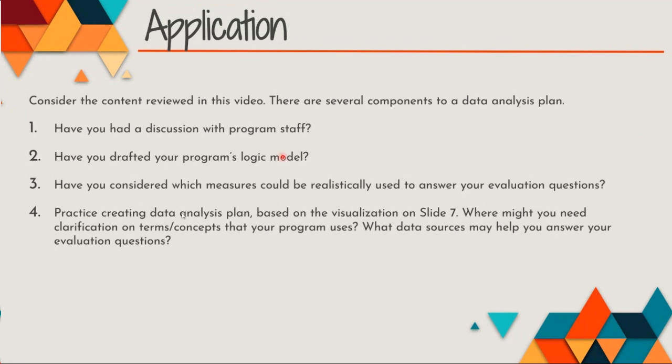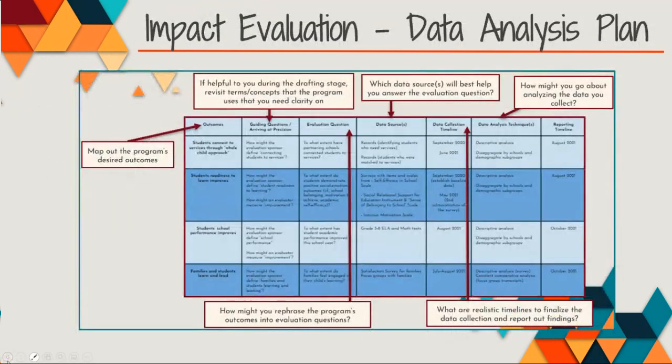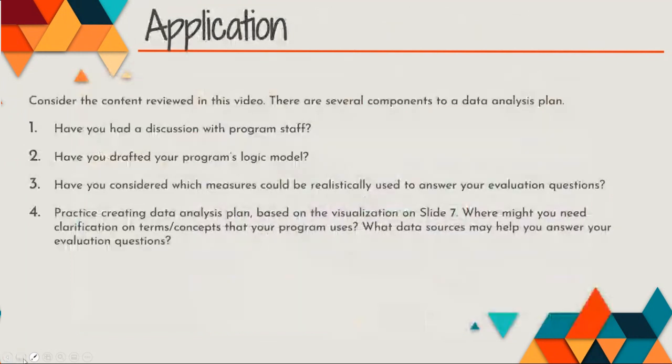So I wrote here based on the visualization on slide 7. So if you look at what I have here, how might you go ahead and create this in a Word document or on a piece of paper and just create a table like this, have your headers in place, and practice drafting the information that could be found within each of those columns. Where might you need some additional clarification on terms or concepts that your program uses? What data sources may help you answer your evaluation questions? So I invite you to practice doing this.